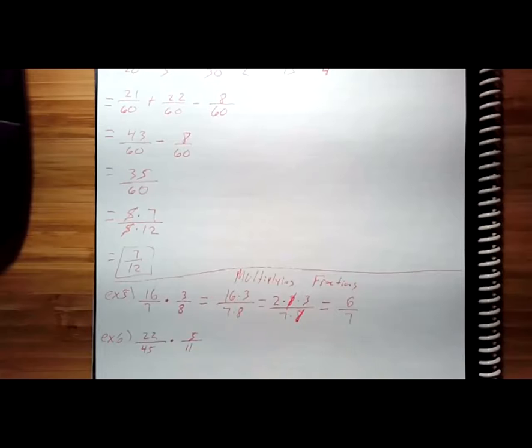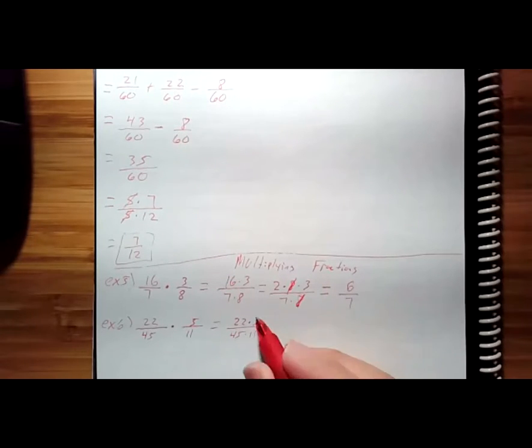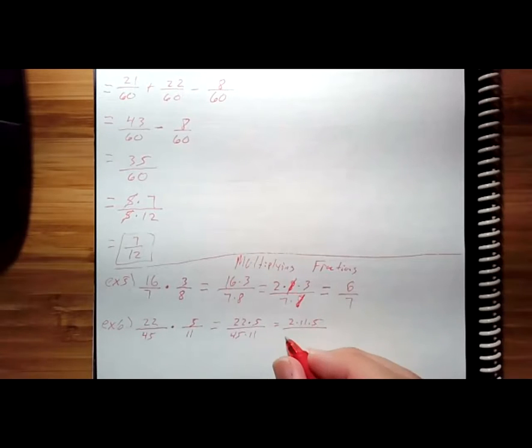All right, so this next one, let's do the same thing. You have 22 times 5 over 45 times 11, right? These two fractions multiply across. So again, I'm just going to put them right next to each other. So I can see that 22 is 2 times 11, right? 45 will factor into 9 times 5.